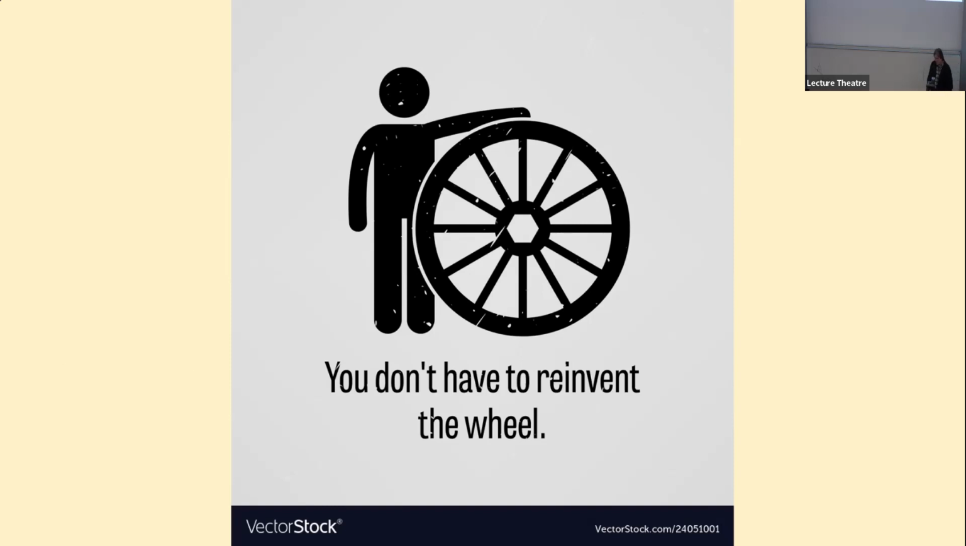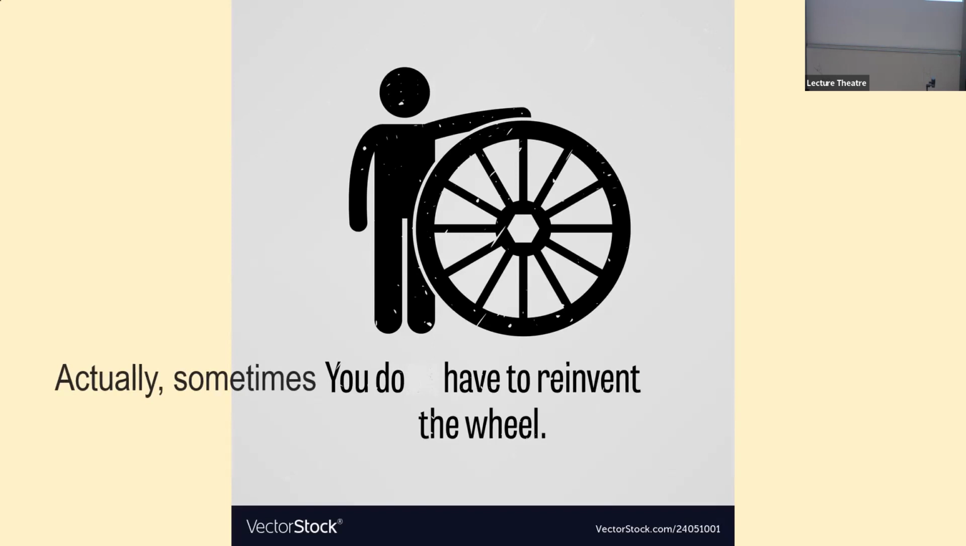I want to conclude that what we're looking at is a flysch to molasse transition and not an extensional rift basin. And I put this up saying that sometimes you do have to reinvent the wheel. And what I mean by that is this.